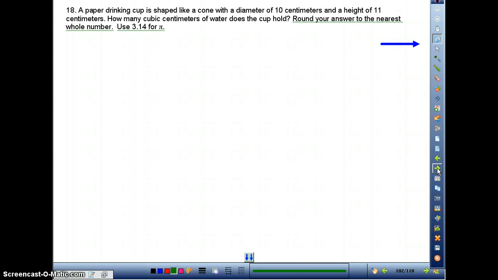18, a paper drinking cup is shaped like a cone with a diameter of 10 centimeters and a height of 11 centimeters. How many cubic centimeters of water does the cup hold? We're talking a cone. I need a formula for volume since it's going to hold stuff.